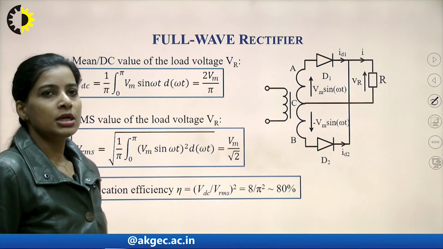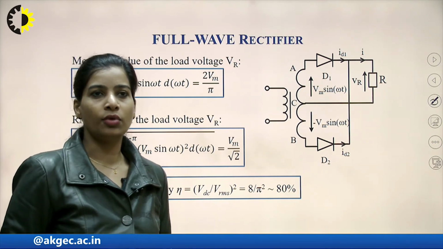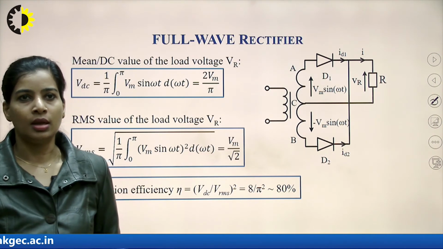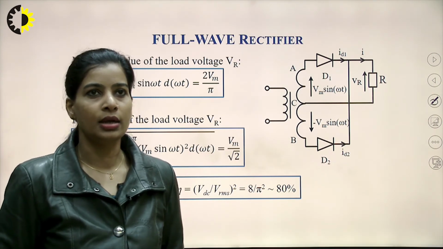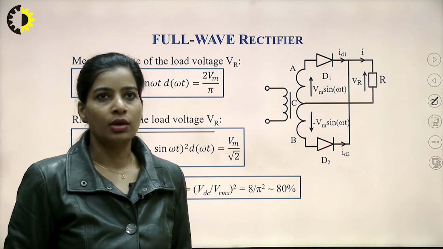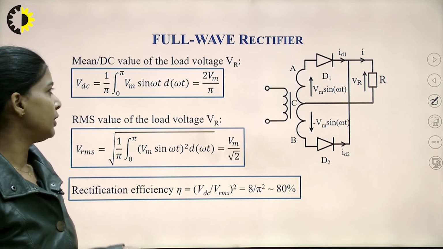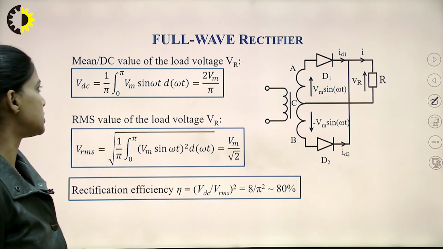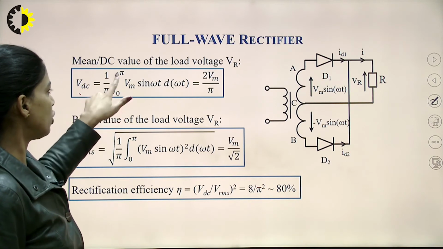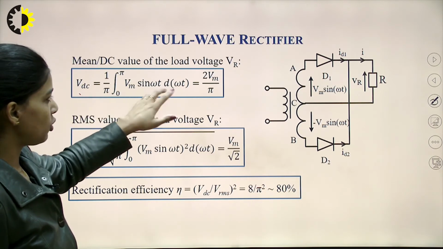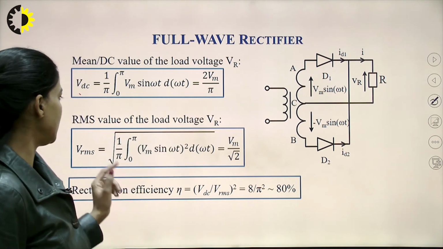So this is just to show the expression if we calculate for voltages, like all the derivation that I have done in terms of current. If we want to calculate the voltages instead of current, then we can follow the same procedure. VDC, I already told you, 1 upon pi, integral 0 to pi Vm sin omega t d omega t, will give us 2 Vm upon pi.